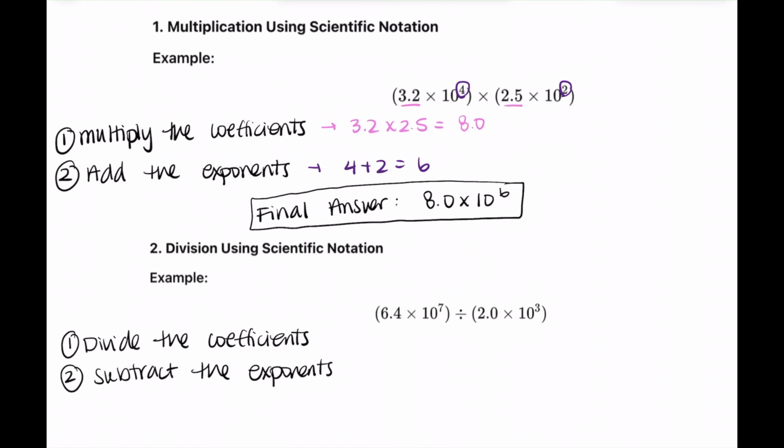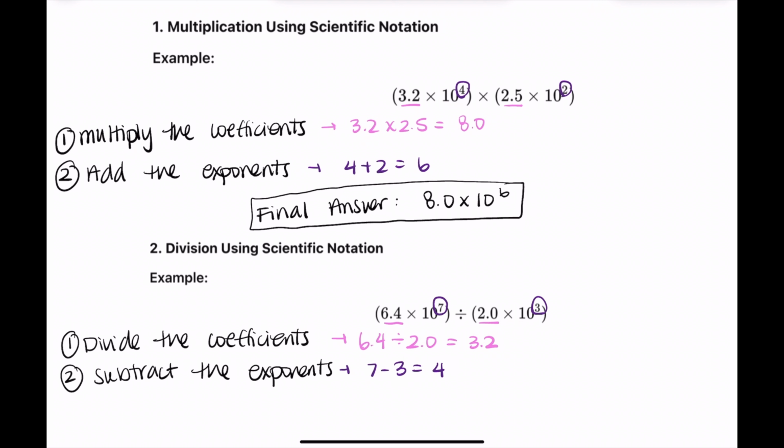Next, we'll get into doing division using scientific notation. The steps are pretty much the exact same, except instead of multiplying, we're going to divide, and instead of adding, we're going to subtract. We have 6.4 times 10 to the 7th divided by 2.0 times 10 cubed. So our coefficients here are 6.4 and 2.0. We're going to divide these coefficients. When we do that, we end up getting 3.2.